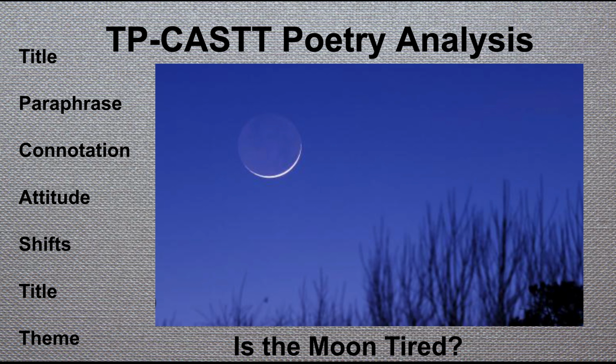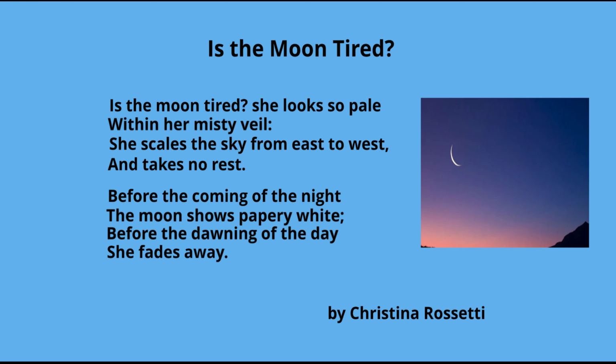Today we're going to discuss TP-CASTT poetry analysis, and the chosen poem for today is "Is the Moon Tired?" In the image you can see the crescent-shaped moon. So what is TP-CASTT? T is for title, P is paraphrasing, C is connotation, A is for attitude or tone, S is shifts, T is for title, and the other T is for theme. Now let's take a look at the poem.